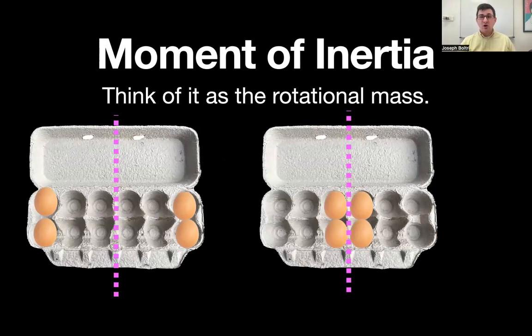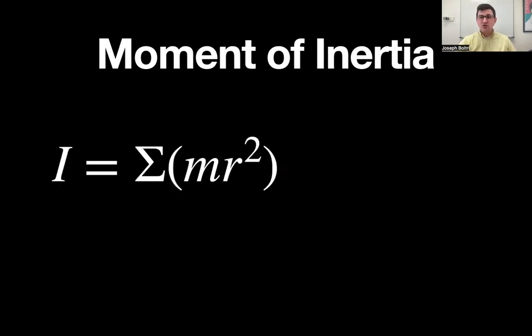So their r squared on the left is going to be a big r squared, and on the right is going to be a small r squared. And we're going to take all those products, the mass times the distance from the axis of rotation squared. We're going to add up all of those products, and that's going to give us the moment of inertia. Now that works if we have like 4 distinct eggs, and we can add up each of the mr squareds.